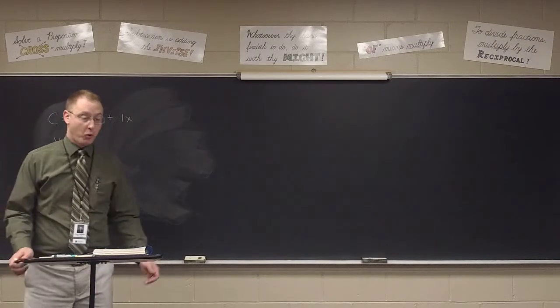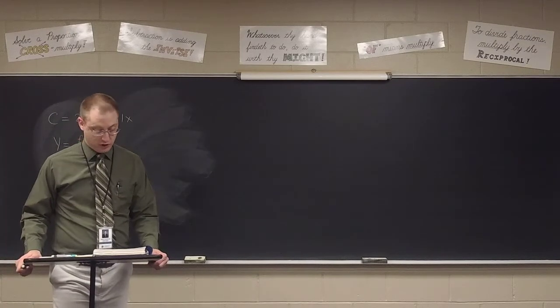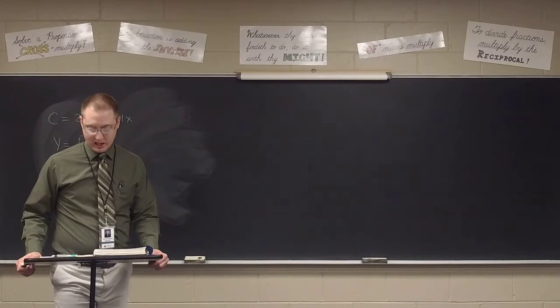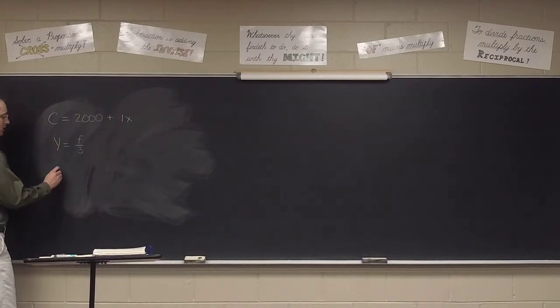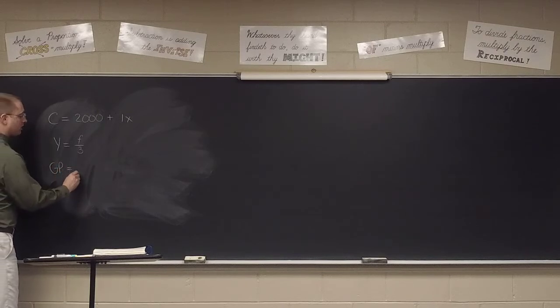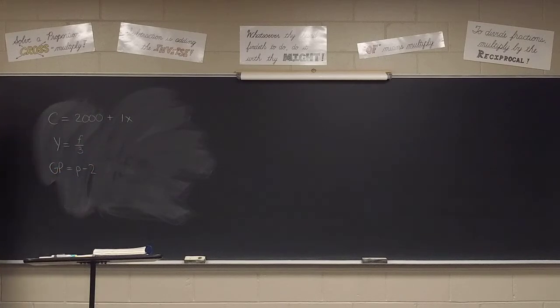Number 24, Maddie. The gross profit, GP, of an item equals the selling price, P, minus the $2 cost of producing the item. Louder. Good. GP equals P minus 2.